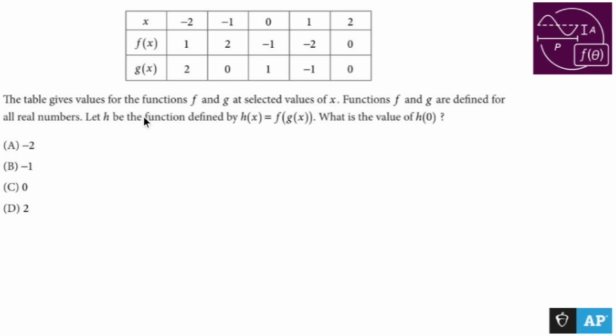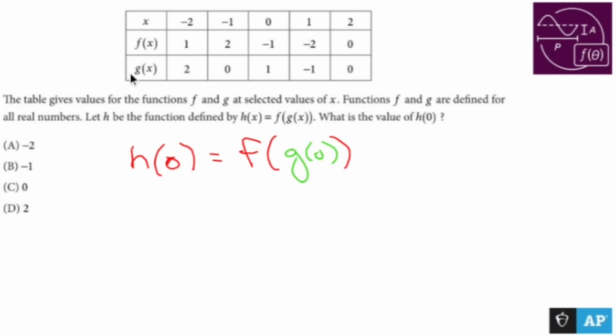The table gives values for the functions f and g at selected values of x. Functions f and g are defined for all real numbers, which means that you're allowed to plug in whatever you need. Let h be the function defined by f of g of x. So what is the value of h of 0? All right, well, h of 0 equals f of g of 0. Now let me put g of 0 as a different color, and you'll see why in a minute.